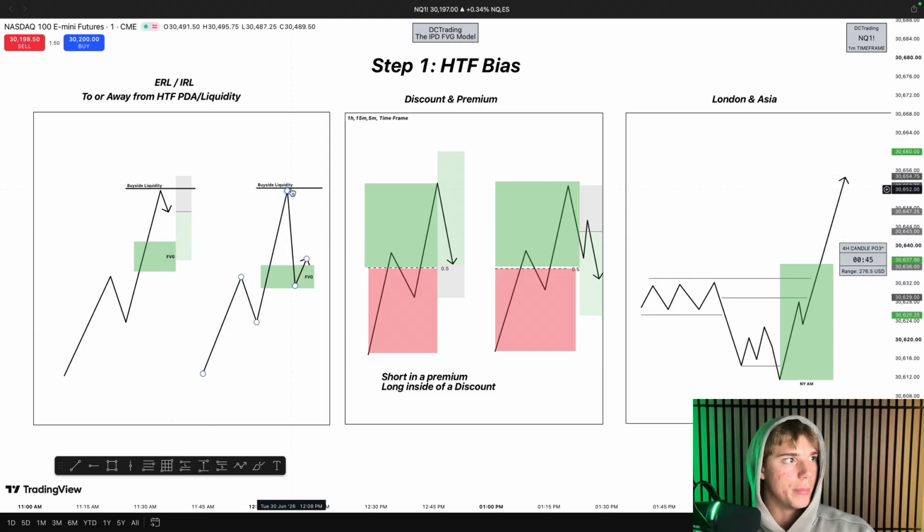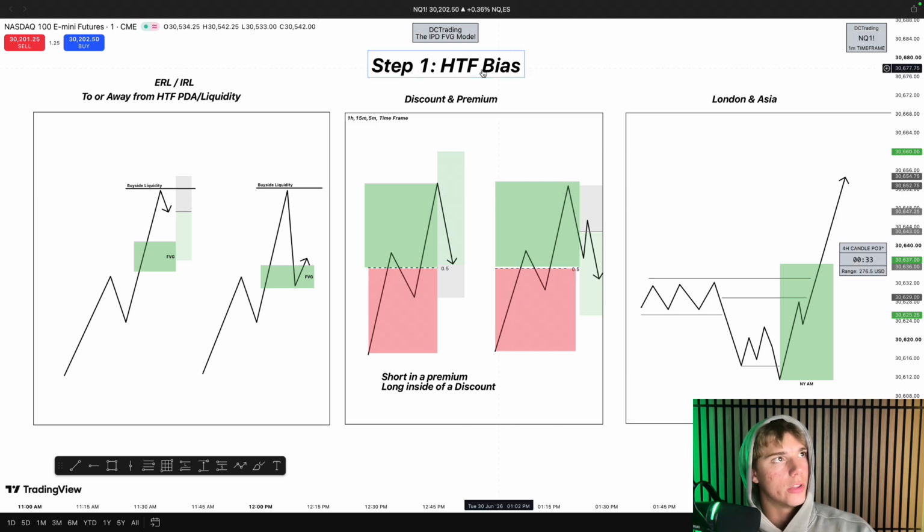And an example of that would be the move down. And then if that move has already happened, then you are going to do an internal range to external range up to buy side liquidity. Now, for your other high time frame bias on the 1 hour, 15-minute, and the 5-minute, you need to just determine whether you are in a discount or a premium.